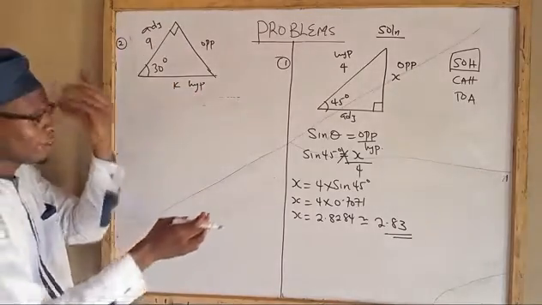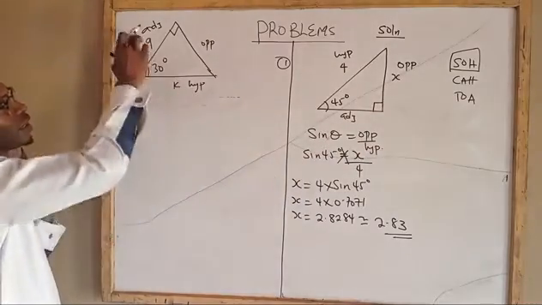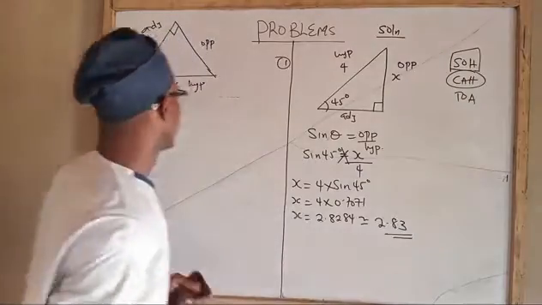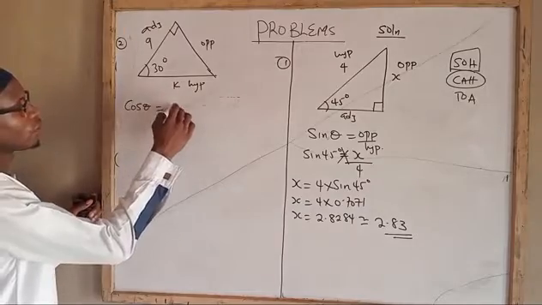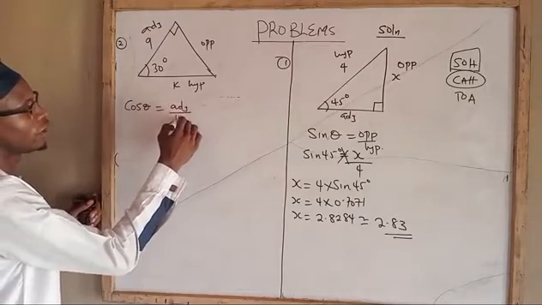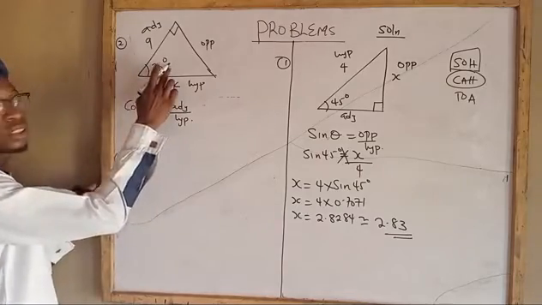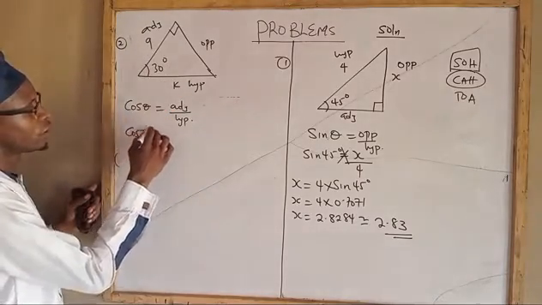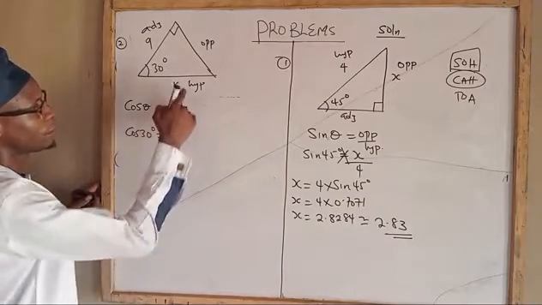So we also refer back to SOHCAHTOA. The only one that connects the hypotenuse and the adjacent in SOHCAHTOA is just simply what? CAH. So that is why we are going to have cos theta is equal to the adjacent all over the hypotenuse. So again, theta is equal to 30 degrees. So when you place this here, you have cos 30 degrees is equal to the adjacent, which is 9, over the hypotenuse, which is k.